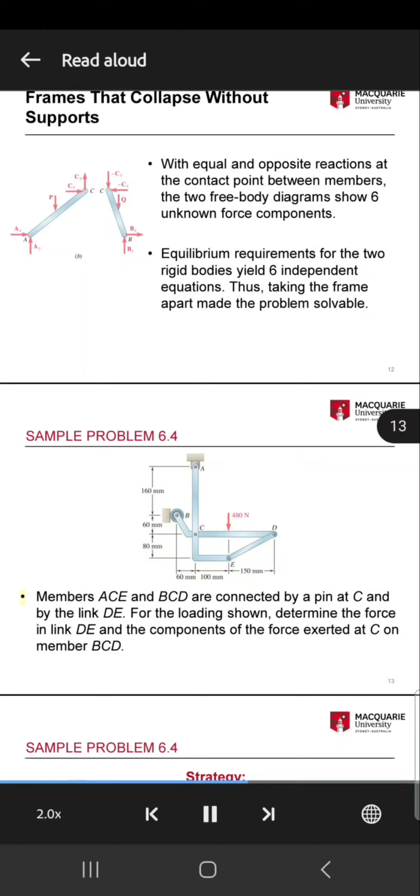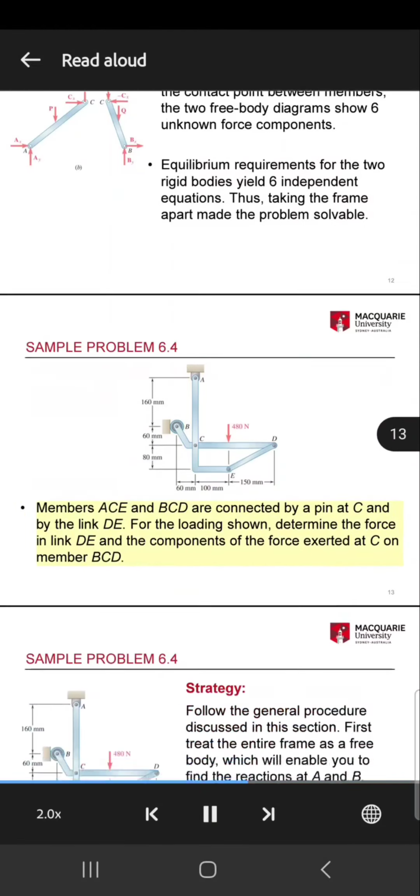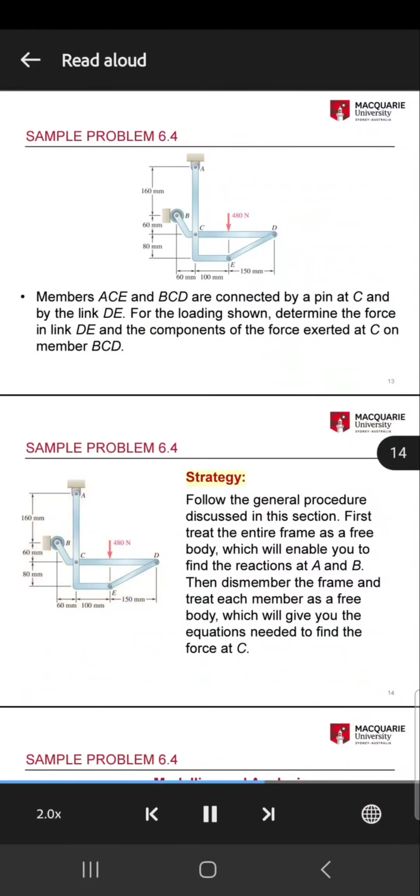The frame is supported by a pin at A and a roller at B, with a 480 N load. Members AC and DC are connected by a pin at C and by a cable. For the loading shown, determine the force and the components of the force at C on member BCD. Strategy: follow the general procedure discussed in this section.